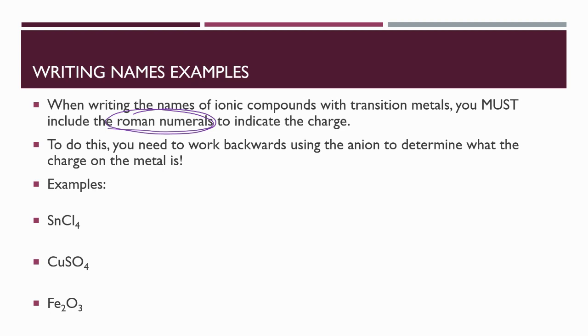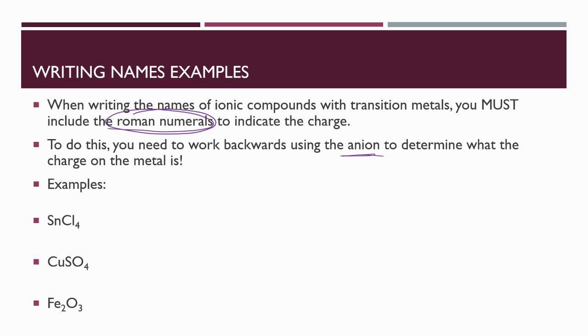So we're going to work backwards, thinking about this whole idea that the ions combine in these ratios to make sure they're neutral, all the charges are balanced. We're going to use the information of whatever anion the transition metal is paired with to determine what the charge on the metal is. Okay, so here we go.